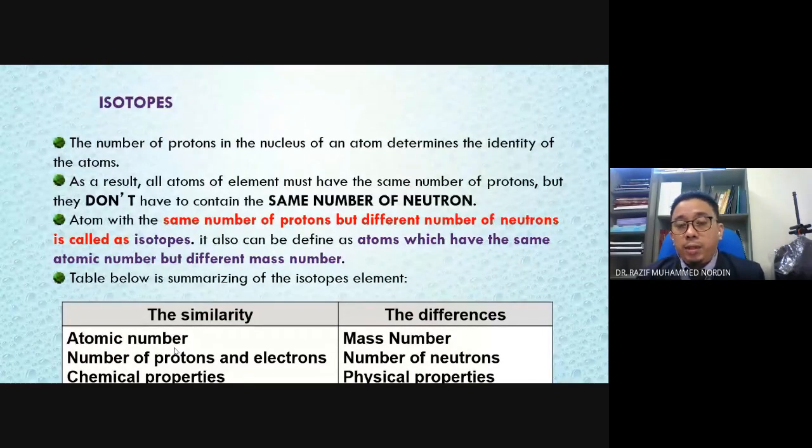So now we will go to isotopes. The number of protons in the nucleus of an atom determines the identity of the atom. As a result, all atoms of an element must have the same number of protons, but they do not have to contain the same number of neutrons. Atoms with the same number of protons but different numbers of neutrons are called isotopes.